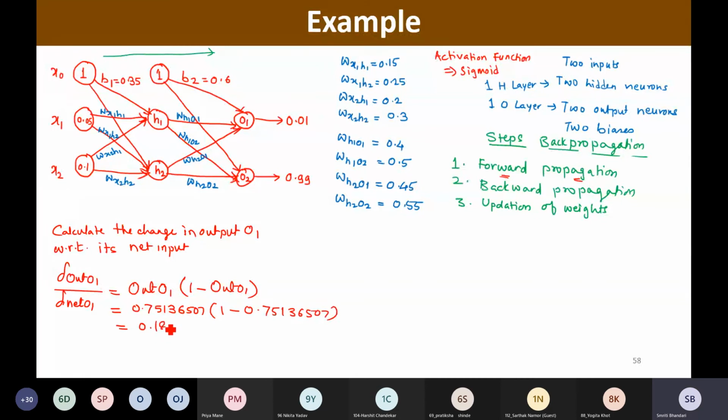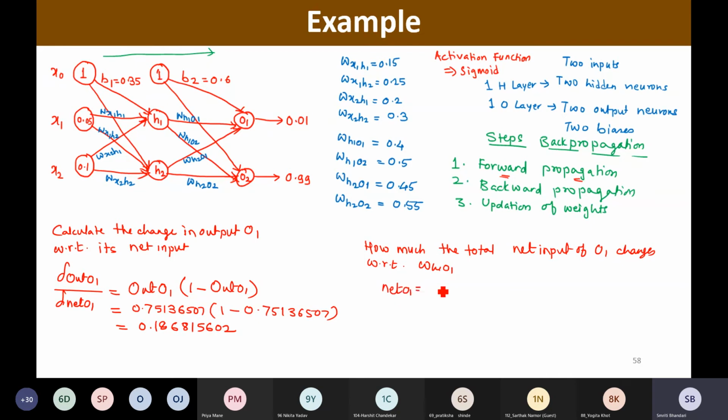So this comes out to be 0.186815602. Similarly now, we would like to find out how much the total net input of O1 changes with respect to this WH1O1. So now we are computing.